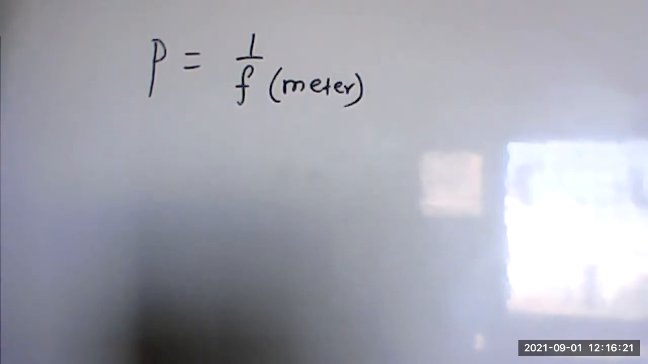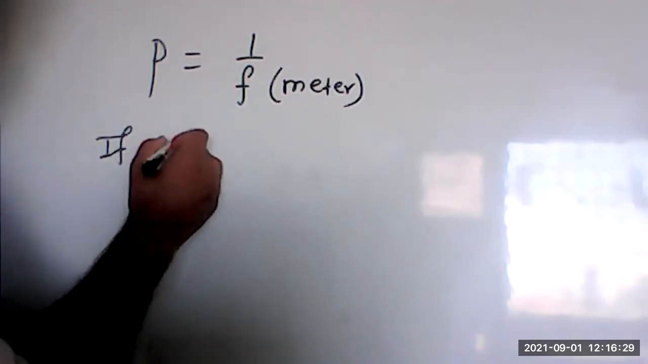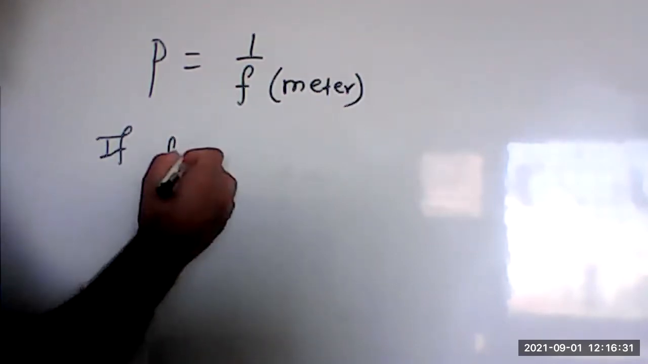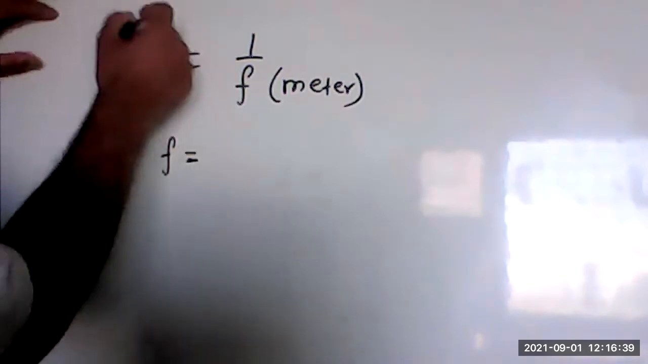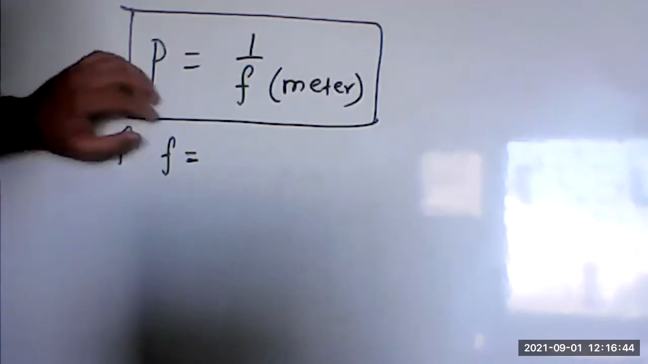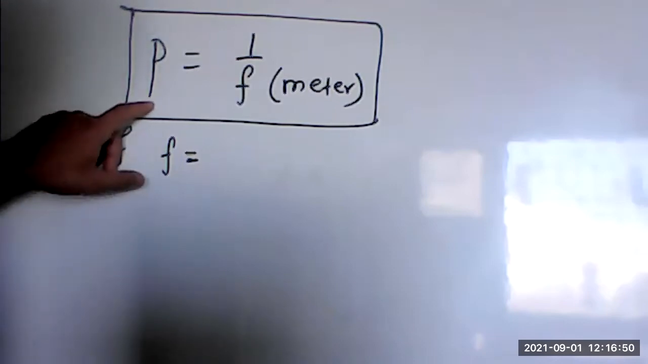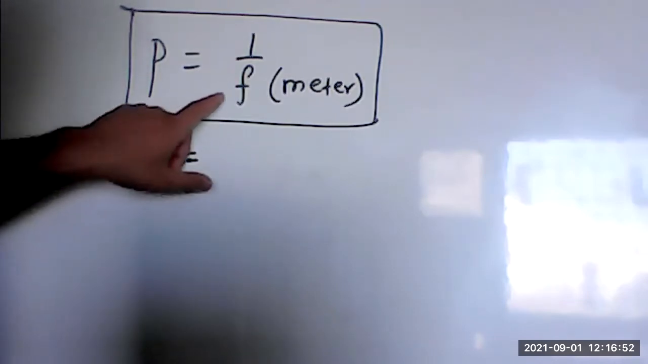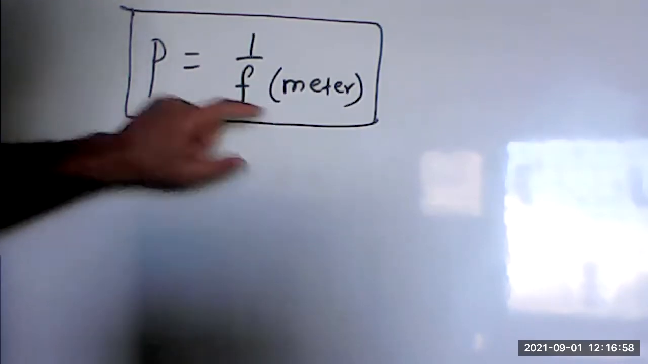Okay, so look at here. I'll write here logically and tactfully that if focal length f is equals to, Rishabh, read this formula. What is this P? Power is equals to 1 by focal length in meter. Focal length in meter. Very good.